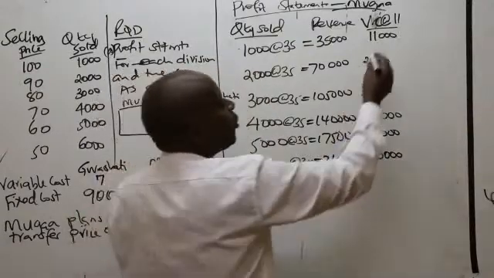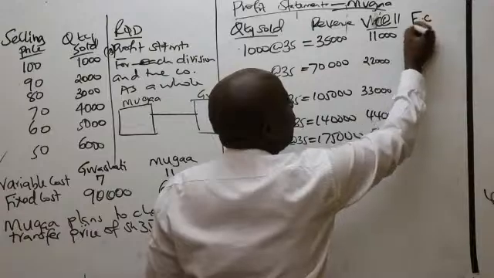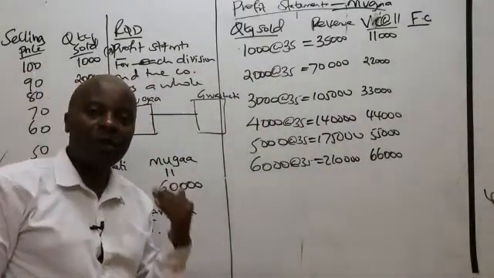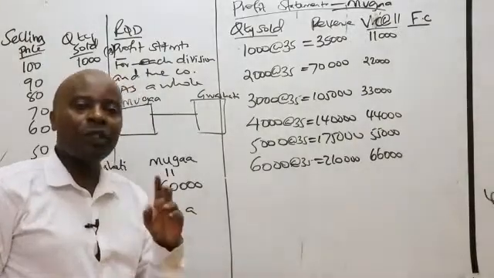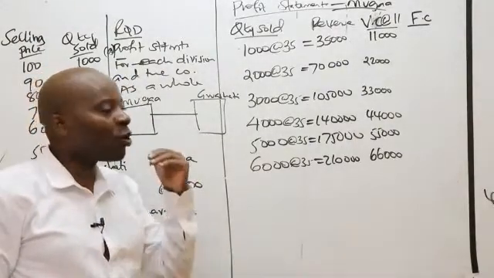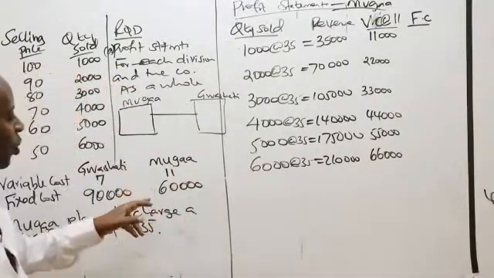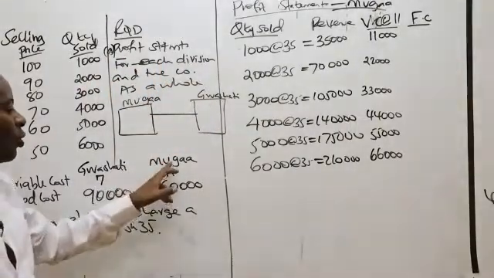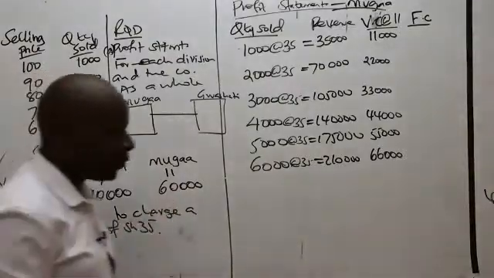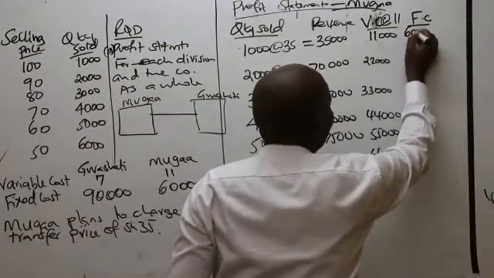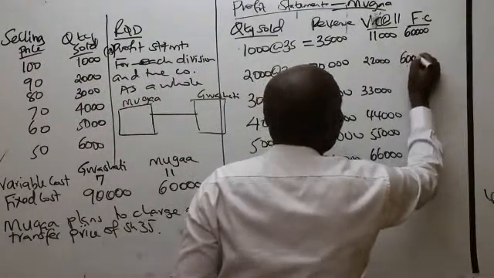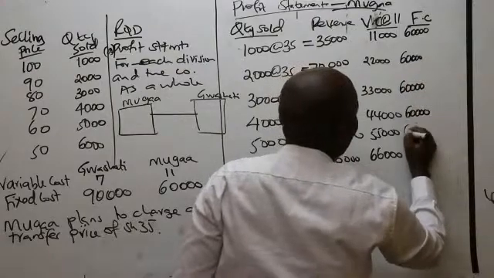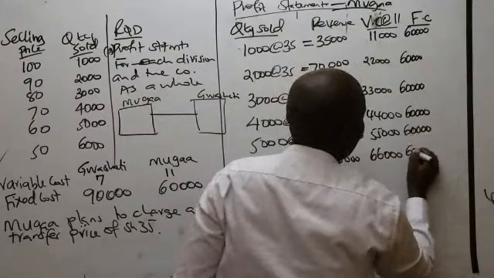Now, ladies and gentlemen, straight away come and capture the fixed cost. Fixed costs will always remain the same regardless of the volumes we produce. The fixed cost of Muga, remember we are doing a profit statement of Muga, is 60,000.